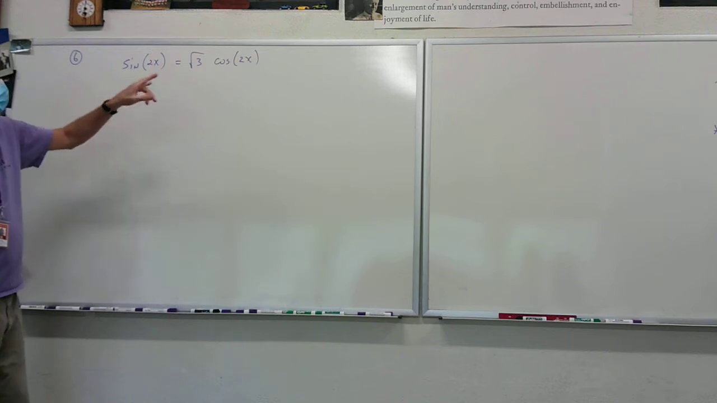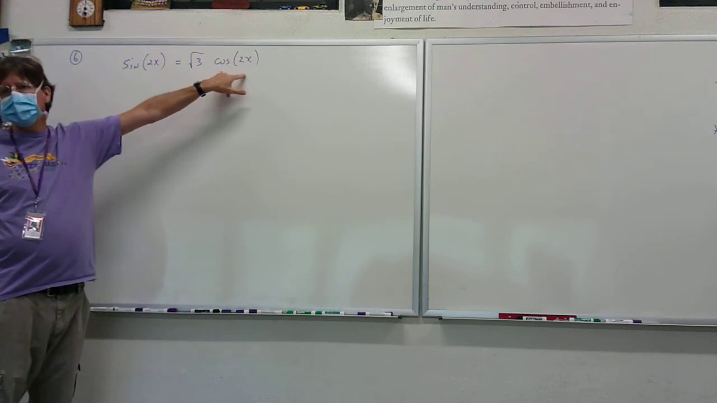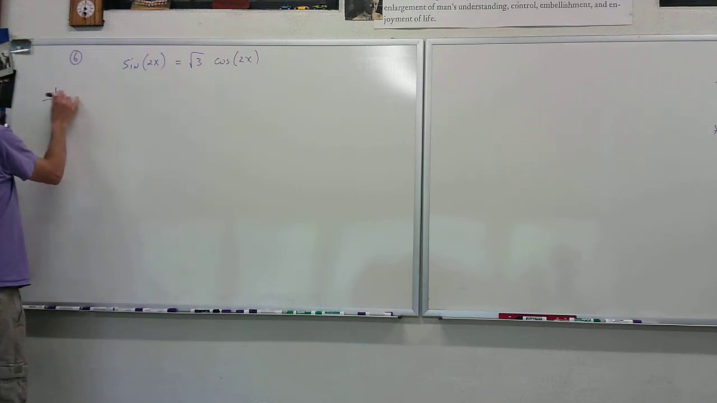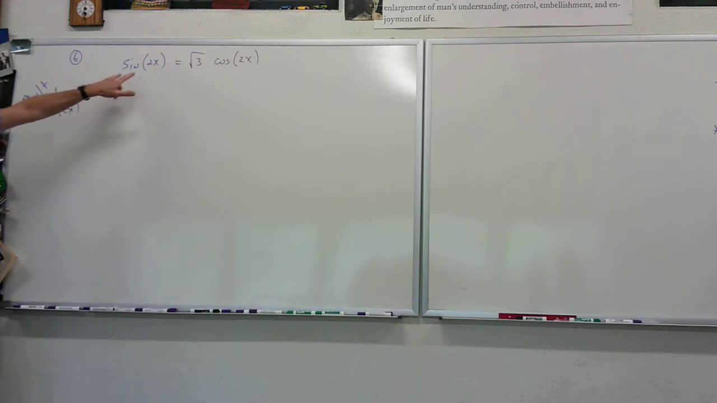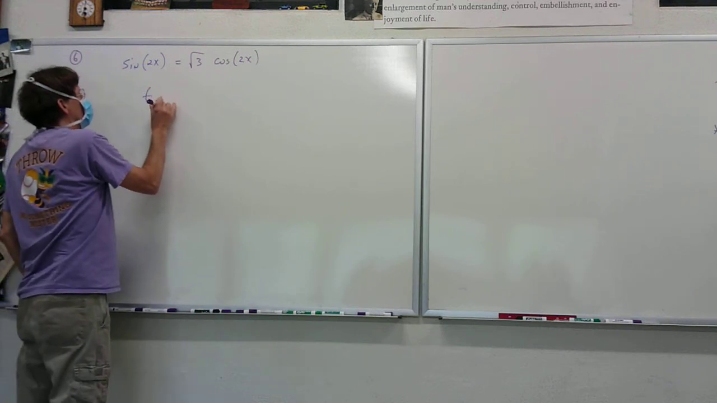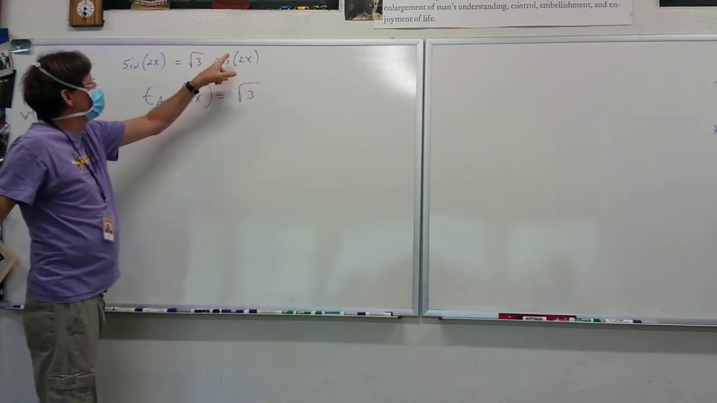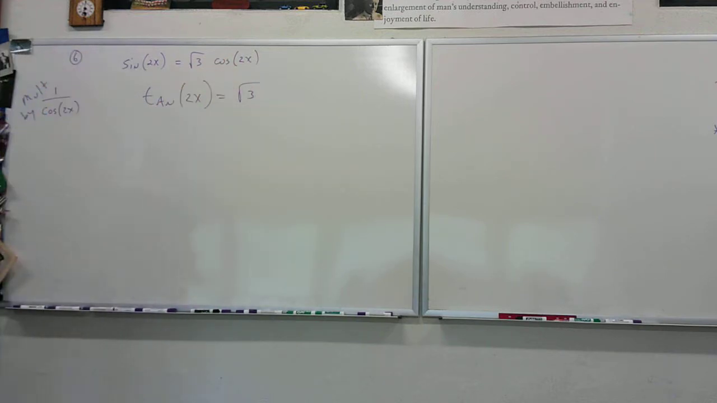But what I'm hoping is everybody realizes if you divide this side by cosine 2x, or multiply by 1 over cosine 2x, that's going to make a tangent 2x right there. Is that all right? Because you're going to multiply by 1 over cosine 2x, that's going to be sine over cosine, that's going to be a tangent 2x. Then, that's just going to be square root of 3 because cosine 2x over cosine 2x is 1. And the reason I like that is now I only have one trig function.